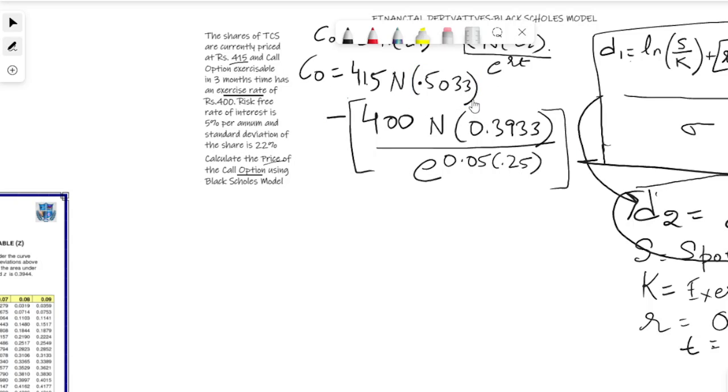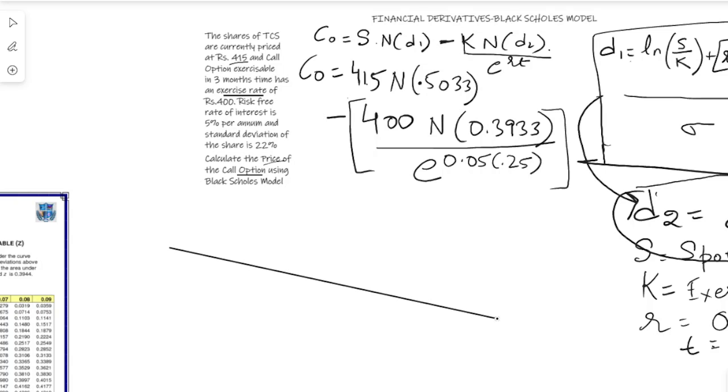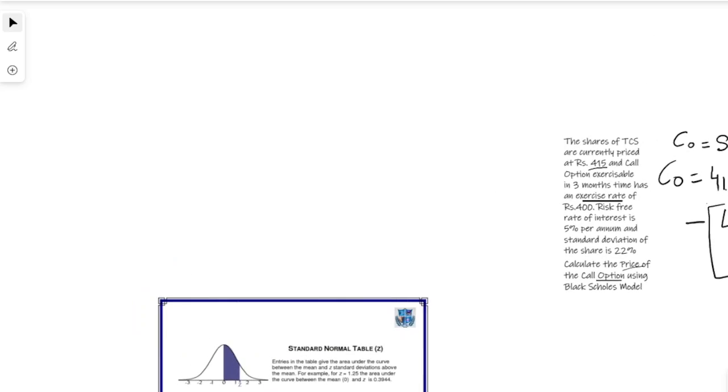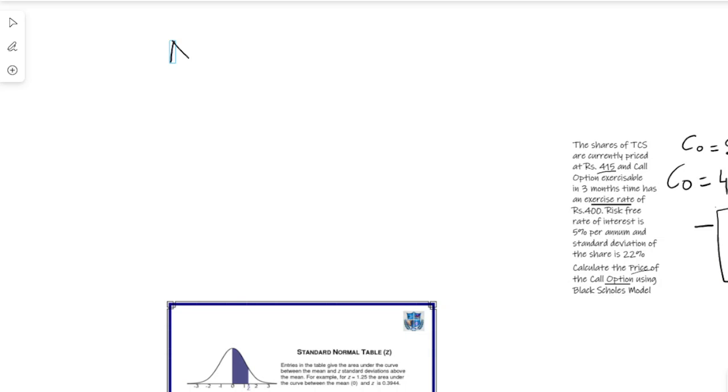Now first of all, we have to find out the value of N(0.5033). For that we have to split the value, right? How do we do that? N(0.5033). For that we have to first of all take the 50% value, 0.50, as constant, right?